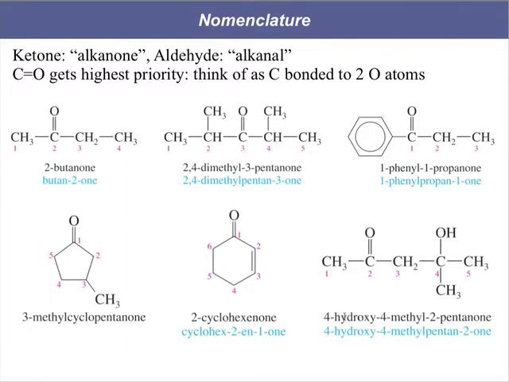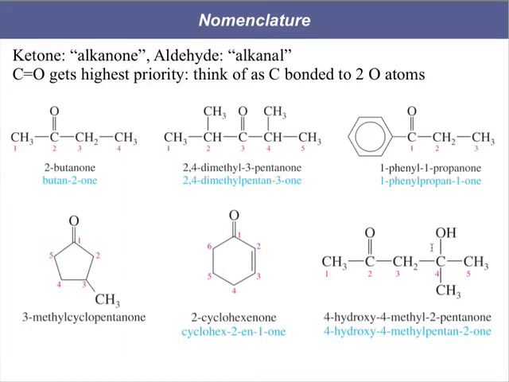Here's 4-hydroxy-4-methyl-2-pentanone. They've named this as a pentanone, a 5-carbon ketone, with the ketone on the 2, so a 2-pentanone. That gives us a 4-hydroxy group and a 4-methyl group. Remember, we've learned how to name alcohols. If you want to name this as an alcohol root, it would be a 2-pentanol.